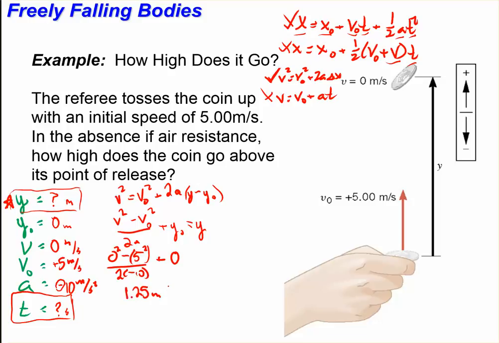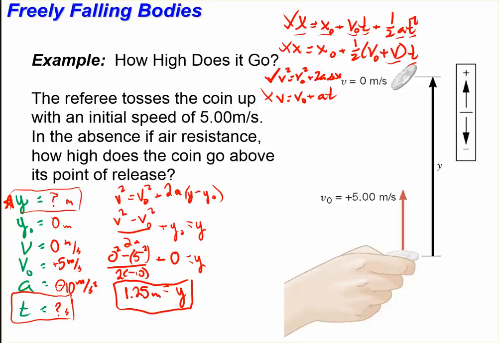Now that number doesn't really mean anything until I refer back to the scale and the axes that I set up in my problem. I started the object at a position of 0. When it's 0 meters per second, it finishes at 1.25 meters, which is 1.25 meters above the hand, and there's my answer. That's how high it goes above the hand.